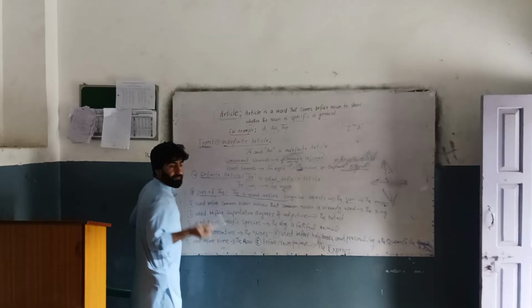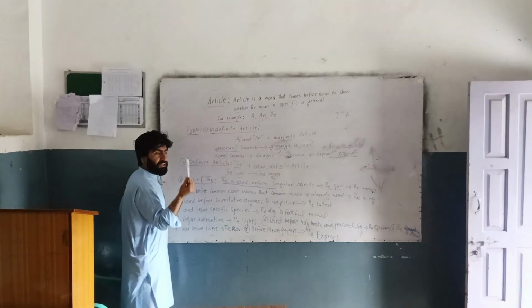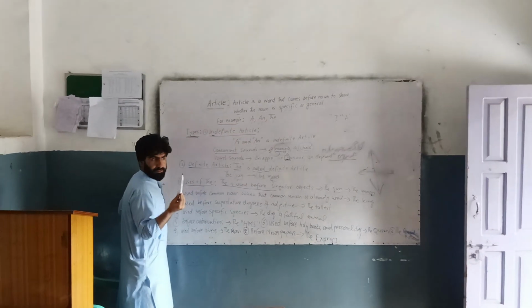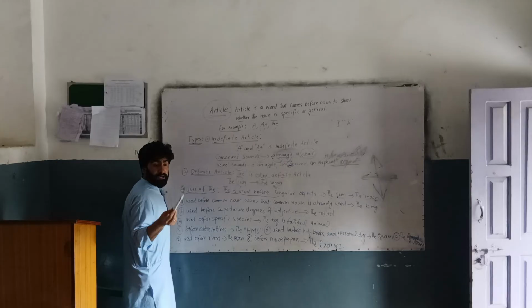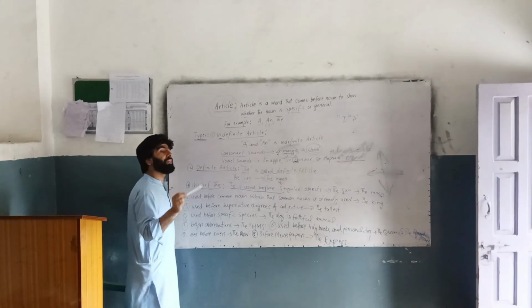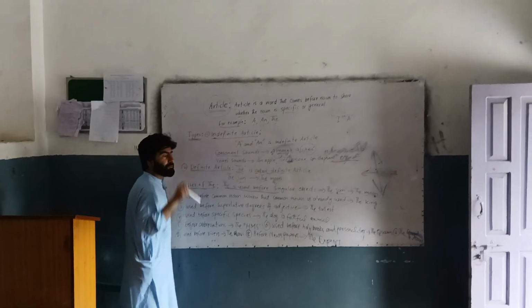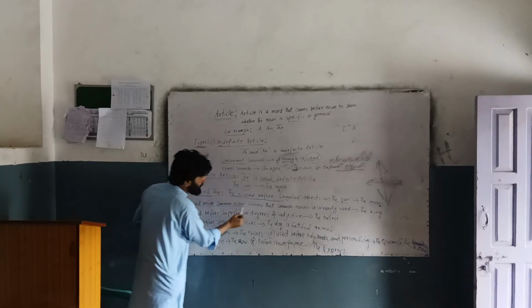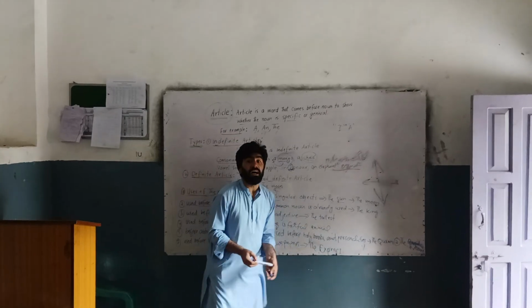Before a singular object. If I have a single marker, I cannot add the. This is singular and it can be found everywhere. But the moon and sun are only one. That is a singular object. Second, the is used before a common noun when that common noun is already used.